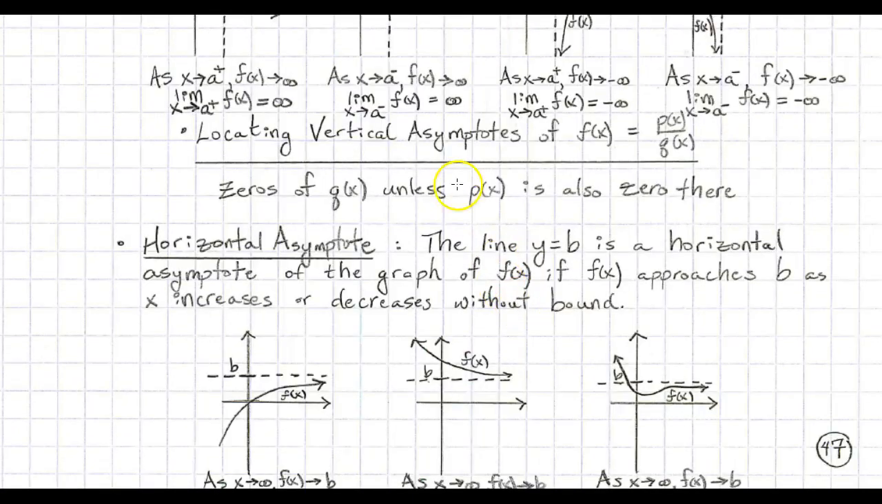So how do I locate vertical asymptotes of a rational function? Essentially, you look for the zeros of the denominator, unless the numerator is also 0 there. If the numerator is also 0 there, that would be a removable discontinuity, not an asymptote. It's only an asymptote if the denominator goes to 0 but the numerator does not go to 0 there.